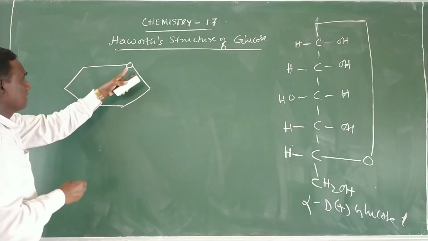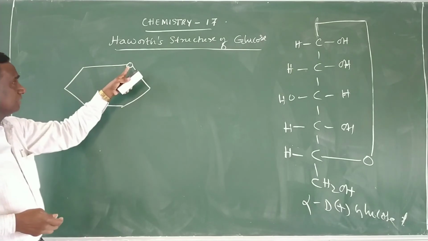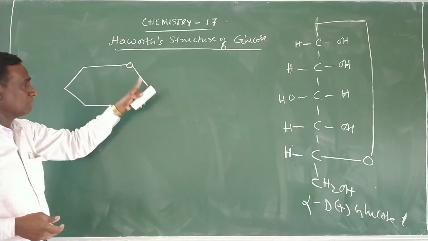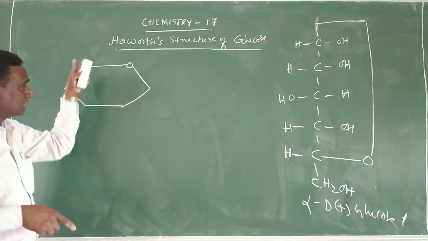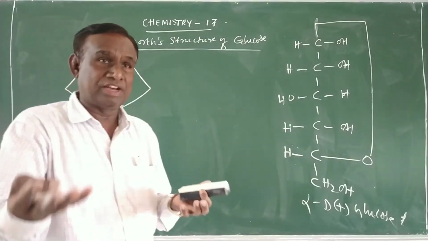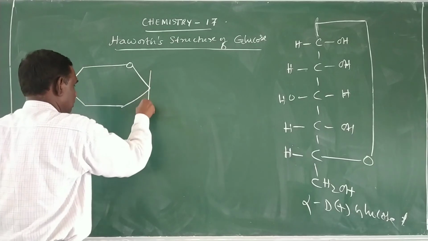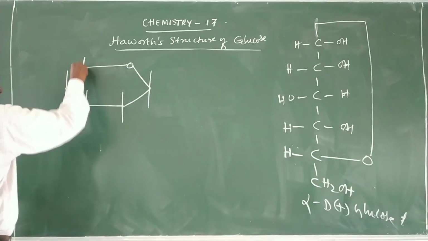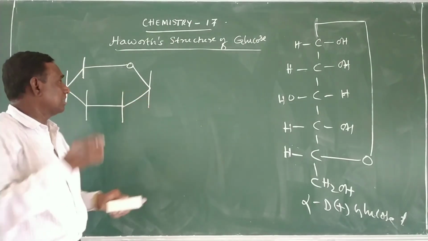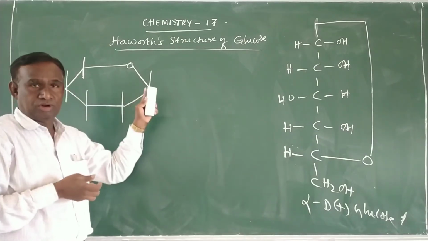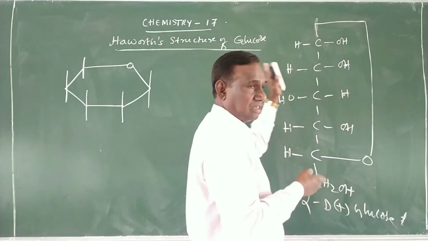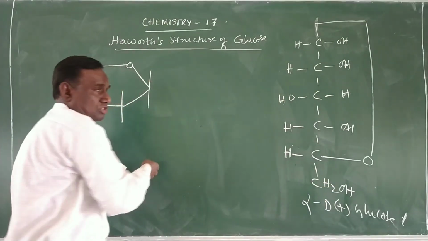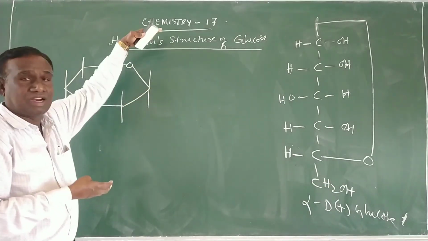So this is the hexagonal ring. In this, 1 corner is occupied by an oxygen atom, and 1, 2, 3, 4, 5 corners are occupied by carbon atoms. This hexagonal ring is perpendicular to the plane of the paper, that is, perpendicular to the plane of the blackboard. The groups present on the right hand side and left hand side of the carbon atoms are placed above the plane and below the plane.